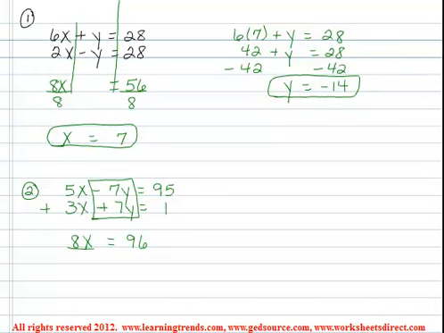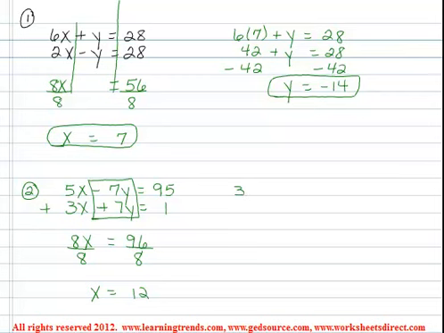Divide each side by 8. And x, grab our calculator here. 96 divided by 8 gives us 12, and so we see that x equals 12. So we've solved for x. Now we can substitute the value of 12 in and solve for y. Again, it doesn't matter which equation we use. Let's go ahead and use the second one this time.